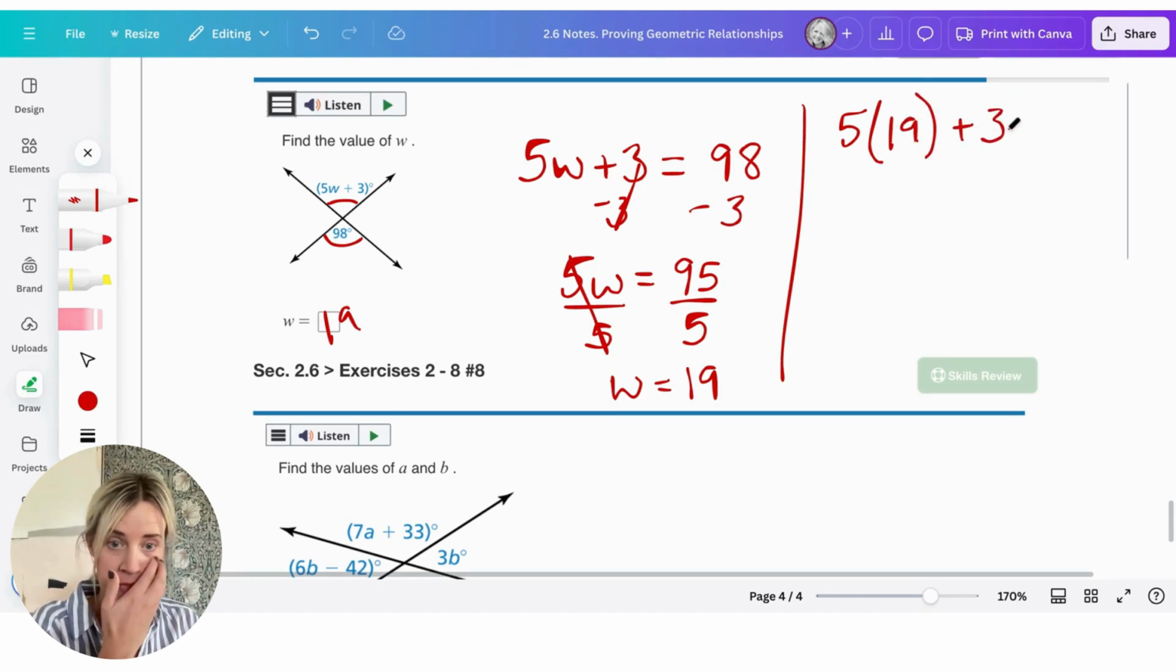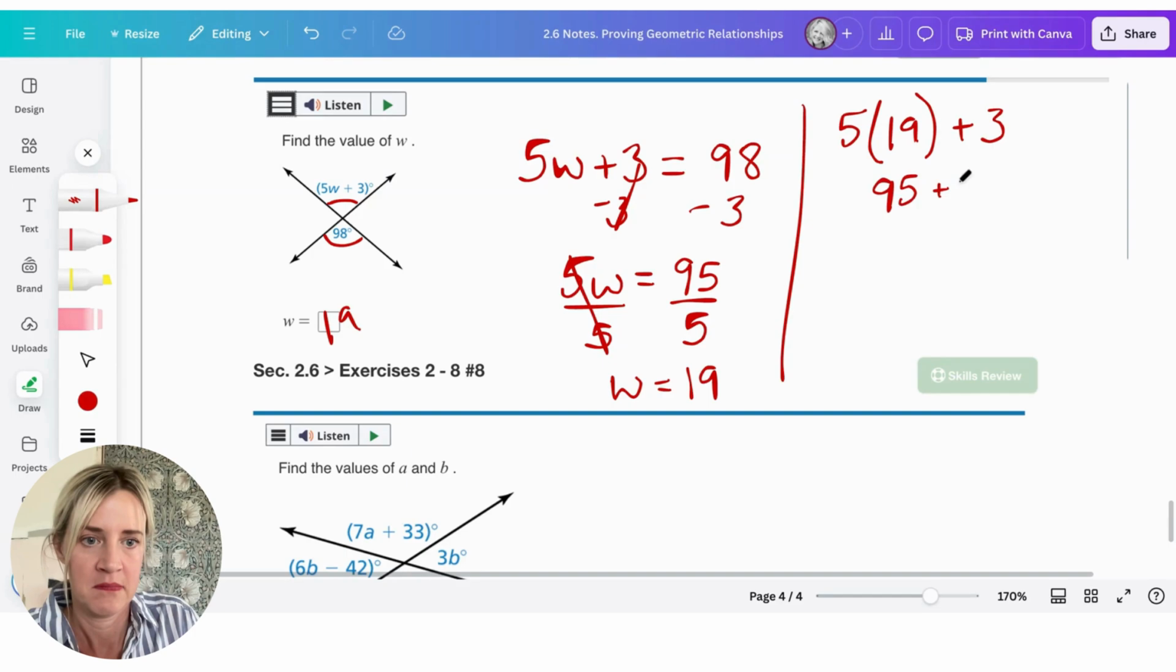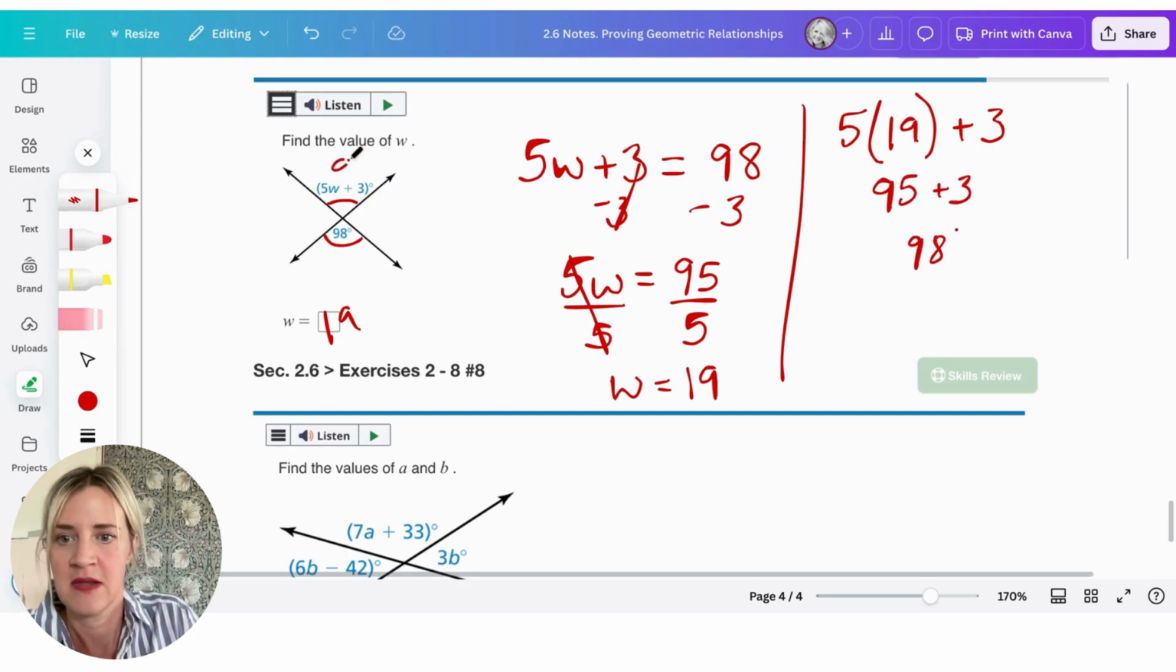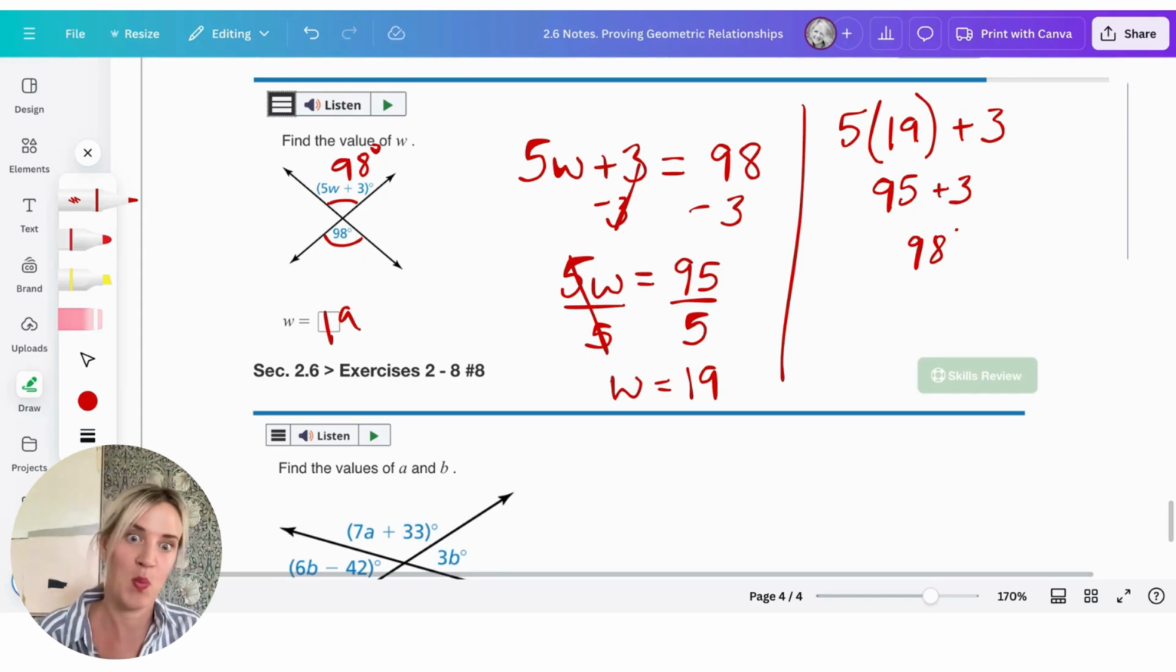So 5 times 19, that's 95, plus 3 is 98. And look at that. This angle would then be 98 degrees. Those 2 are vertical. They're congruent, so it worked. Love it when it works.